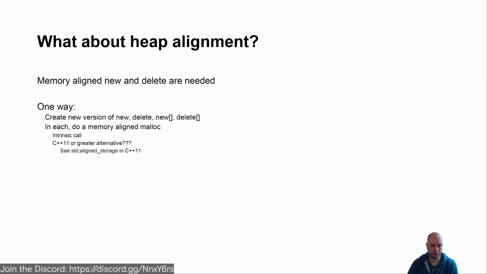And to do that, it'd be nice not to have to do it ourselves. We kind of want to have an intrinsic call. So is there a better alternative? Apparently there is. In C++11, we can use aligned storage, which is a new thing, something that I haven't used too much of personally, but can be very, very helpful.